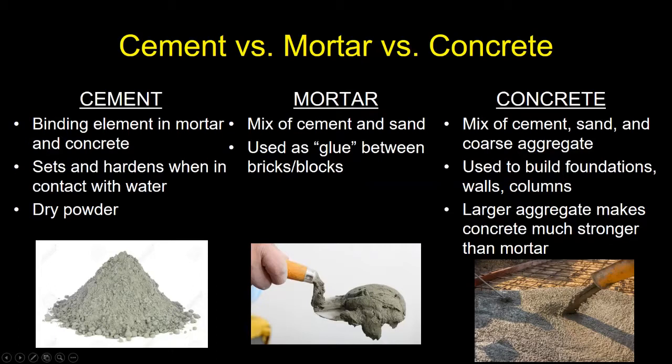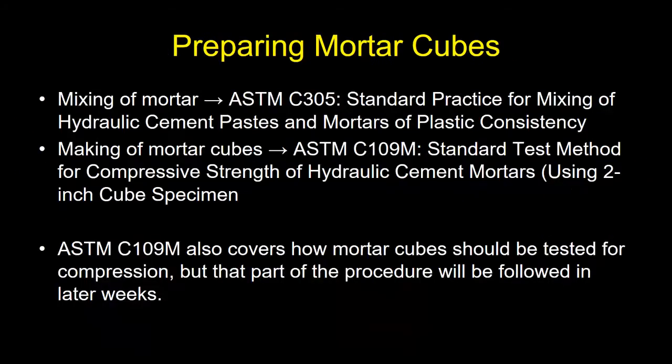The larger aggregate does make concrete a lot stronger than mortar. This only has the fine aggregate in it. This has the coarse aggregate, so it's got that strong aggregate-to-aggregate skeleton in it, and then that cement and water mixture really binds it together and makes it strong.